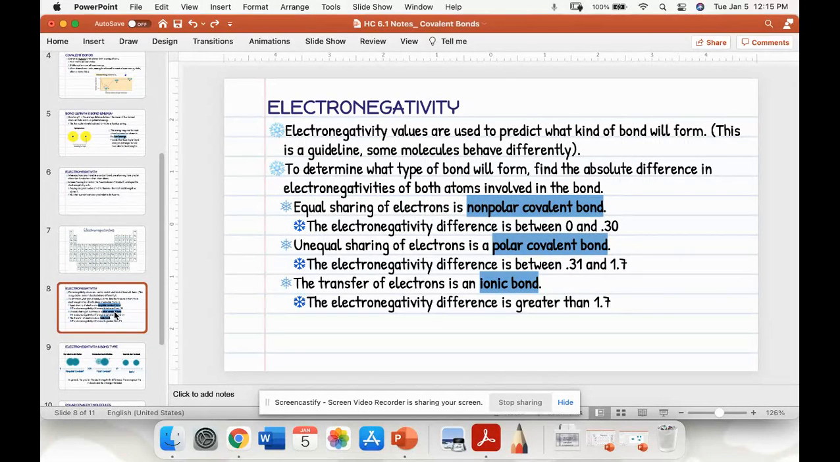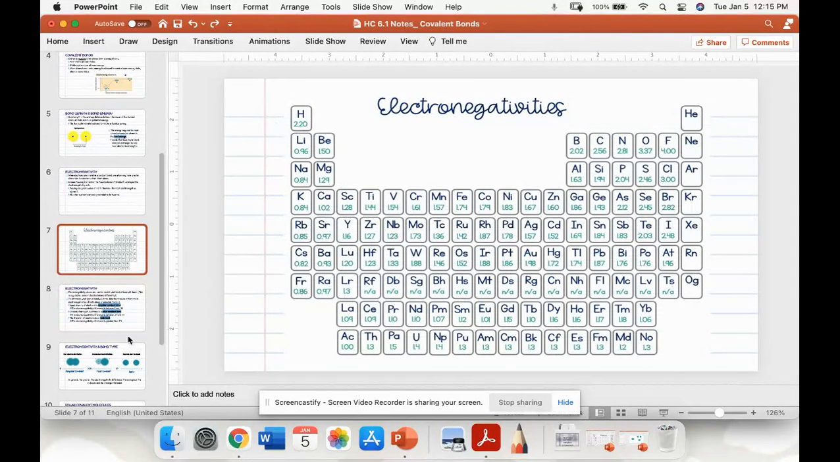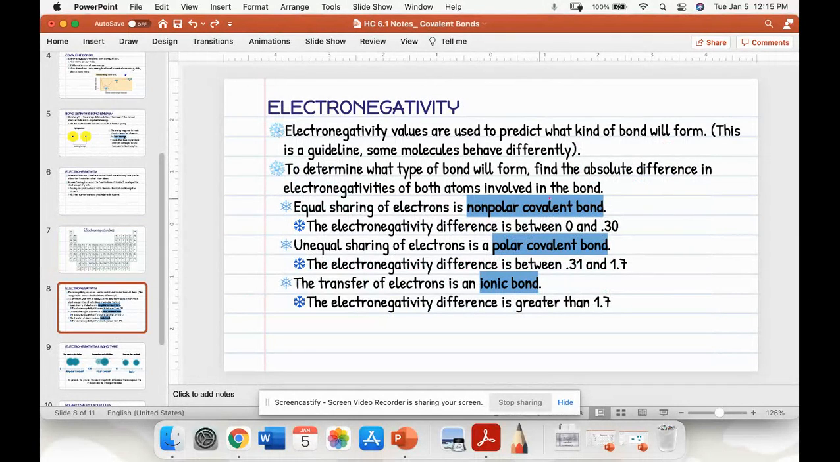All right, so here's the difference when we're talking about electronegativity with the different kinds of bonds. So we talked about ionic bonds already. There are two kinds of covalent bonds. We have nonpolar and then polar. So in a nonpolar covalent bond, it's two atoms that have a very low electronegativity difference.